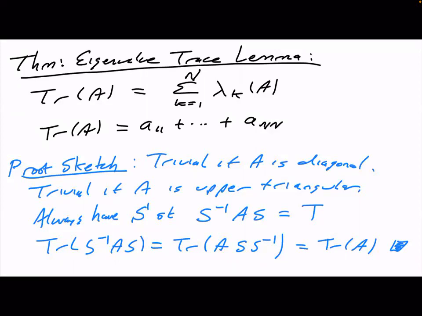And the reason this is useful is the trace of a product has this nice cyclic property. So the trace of ABC is the same as the trace of BCA. So the trace of S inverse AS is the trace of AS S inverse, which is then just the trace of A because SS inverse is the identity. So this is a sketch of the proof of the eigenvalue trace.